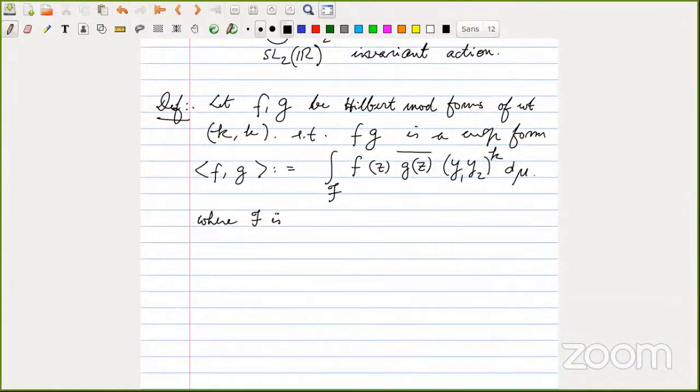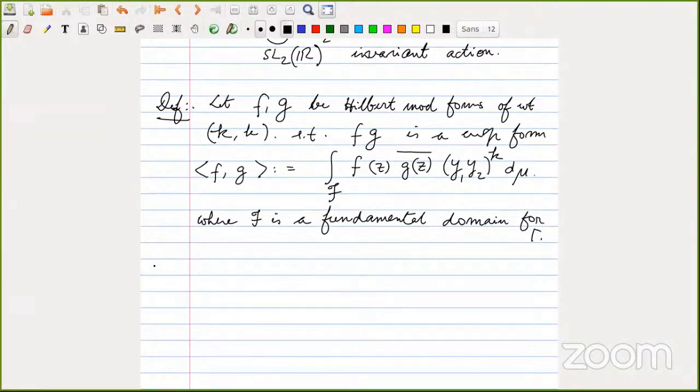Where F is a fundamental domain for gamma. Now the first thing to check is that this integral makes sense and is independent of the choice of the fundamental domain. There can be many choices of the fundamental domain.